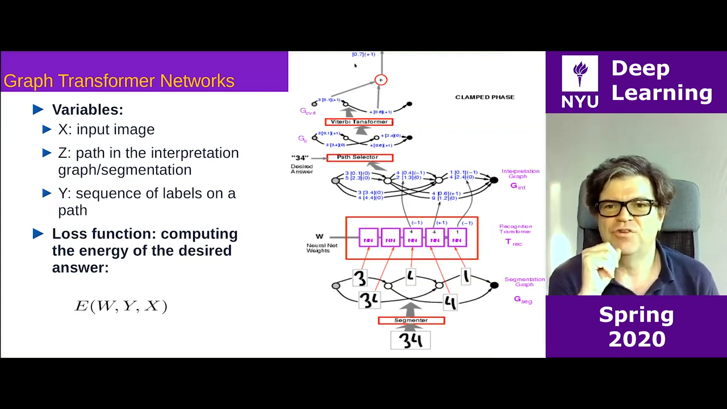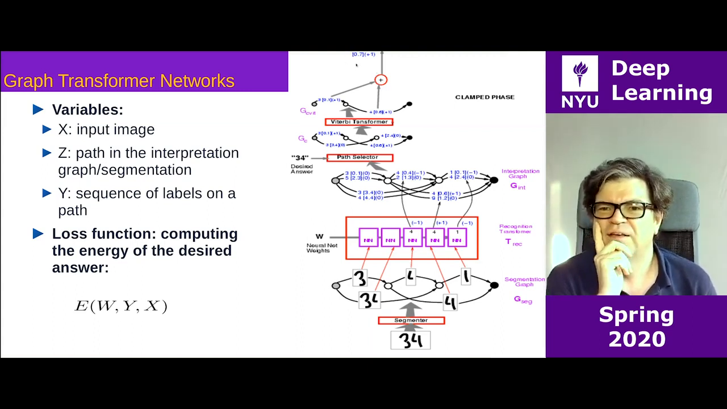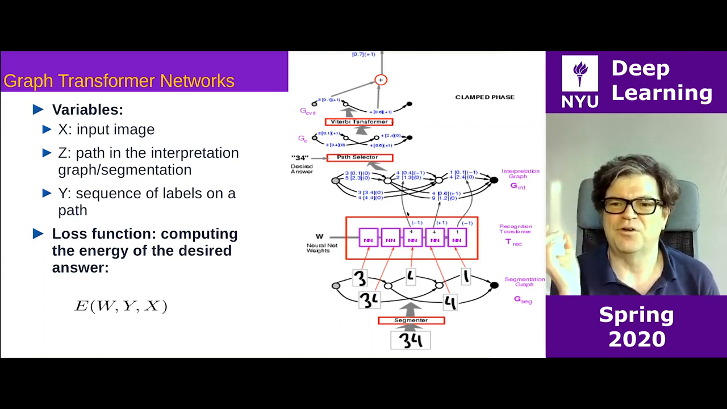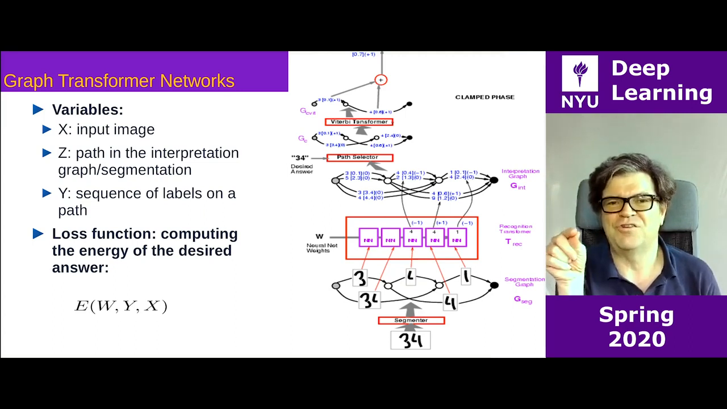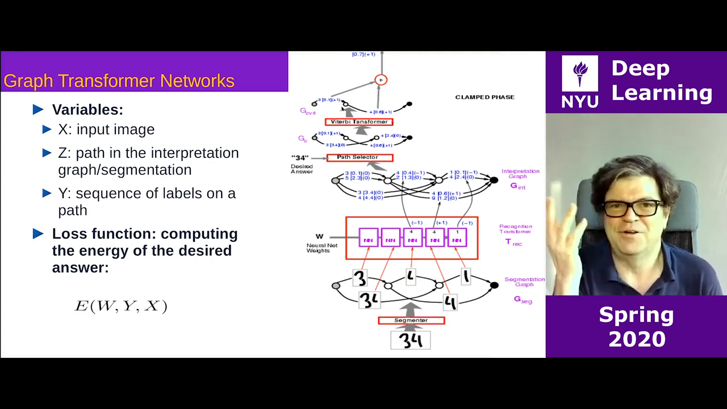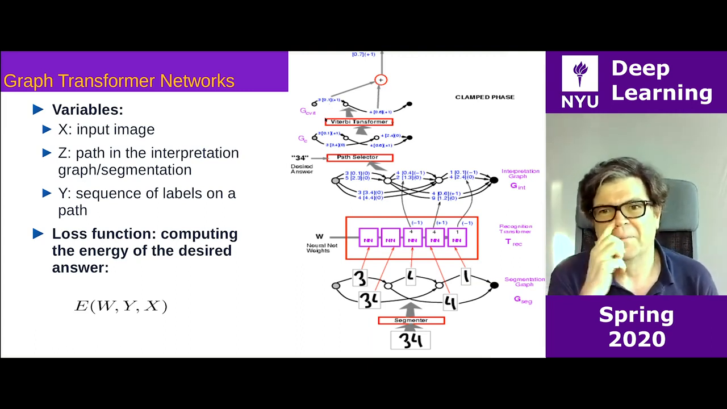Now we have the energy of the correct answer. It's 0.7. It's the sum of 0.1 and 0.6. And what we need to do now is backpropagate gradient through this entire structure so that we can change the weights of that neural net in such a way that this energy goes down. This looks daunting, but it's entirely possible because this entire system is built out of elements that we already know about. That's just a regular neural net. And those path selectors and Viterbi transformers are basically switches that pick a particular edge or not. So it's like a switch. It's like max pooling, except it's min pooling if you want.